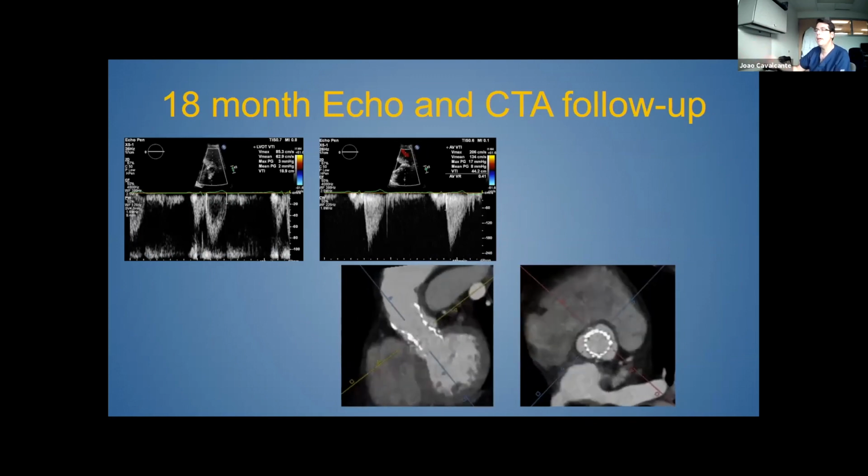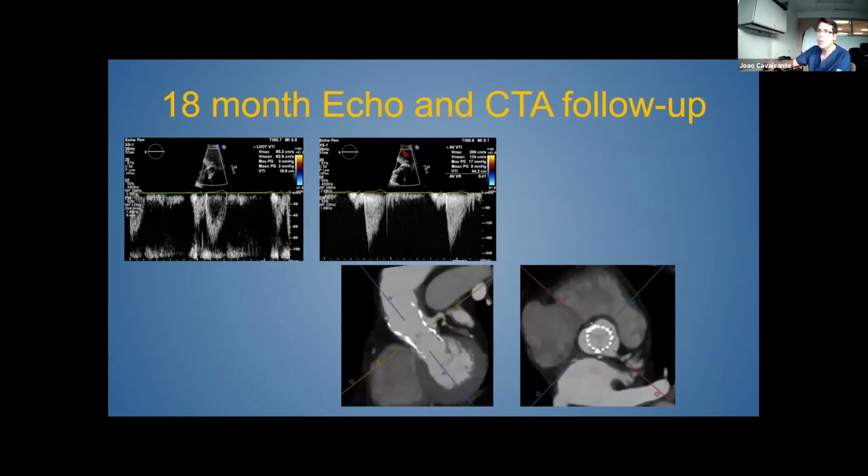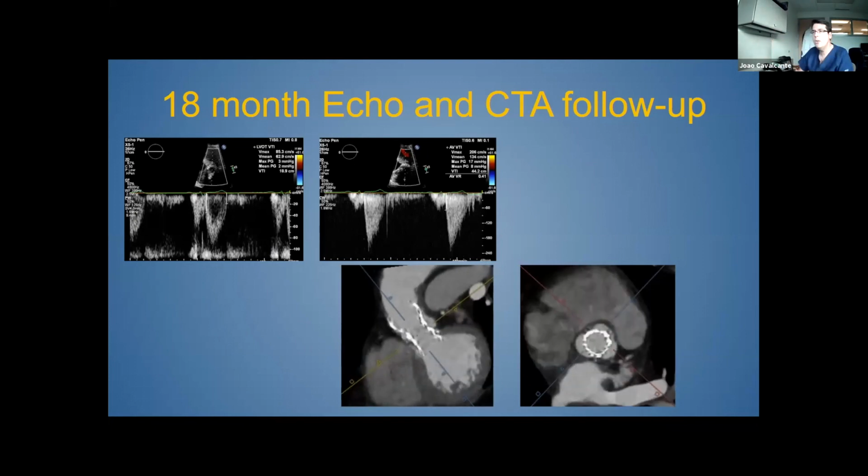Six months later, he came back. You can see that the valve gradients have actually reduced substantially. It was 23, now it's 8. Yes, there might be some differences in blood pressure or how you measure, et cetera, but the halt is gone.